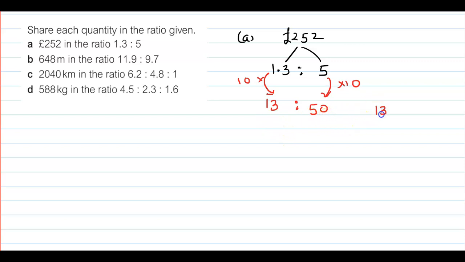Now you can add 13 plus 50, that is the sum of the ratio, that is 63. Okay, now you need to divide 252 by 63. Can you divide it for me and see how much it is coming? Somebody said 4. So 252 divided by 63 is 4. That's fine. Then what will be the next step now?